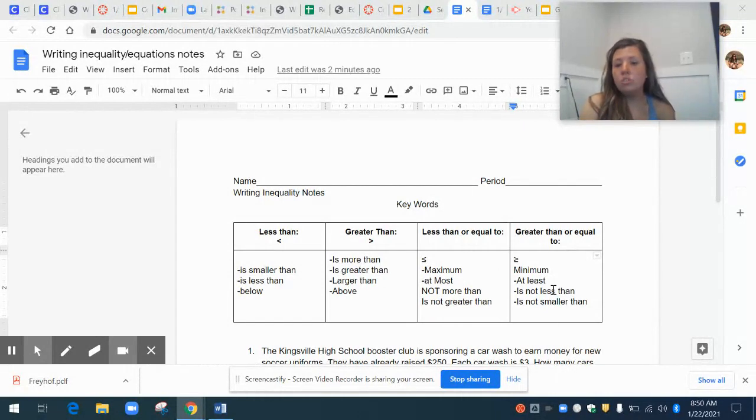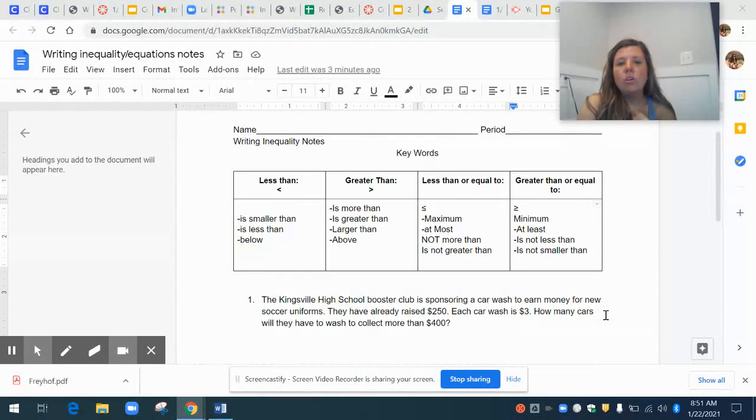Greater than or equal to, you could have minimum, at least, is not less than, is not smaller than. So here, greater than or equal to, if I told you you need a minimum of a 70 on a test, that would mean that you need greater than or equal to a 70 in order to pass. Okay, or you're going to need more than 70 or 70 points to pass. Okay, so for all of these, what you're going to do is read the problem through, and then you'll look for these keywords within your problem.